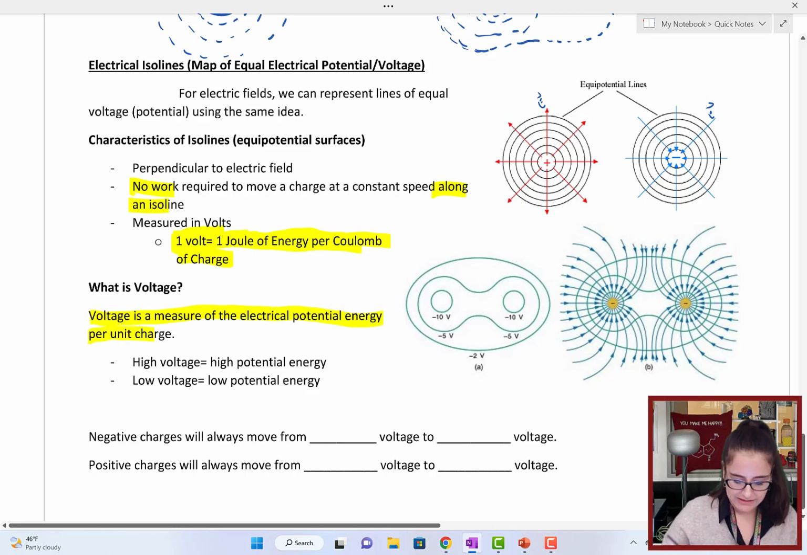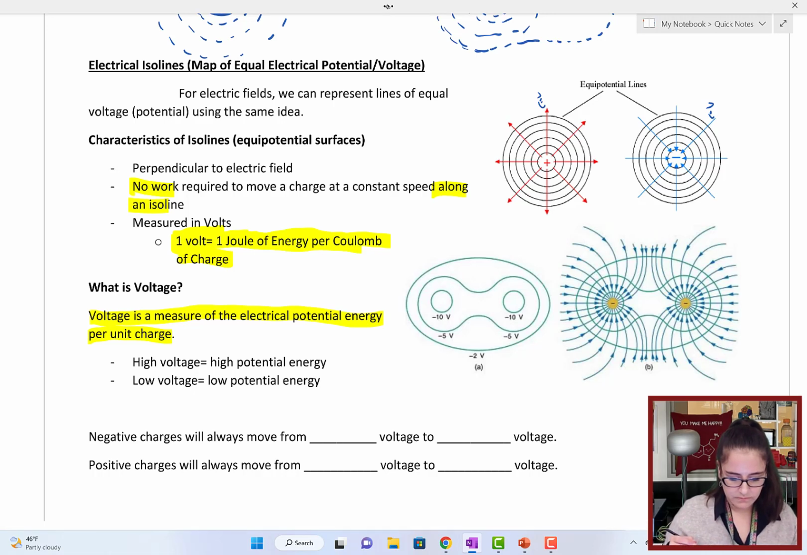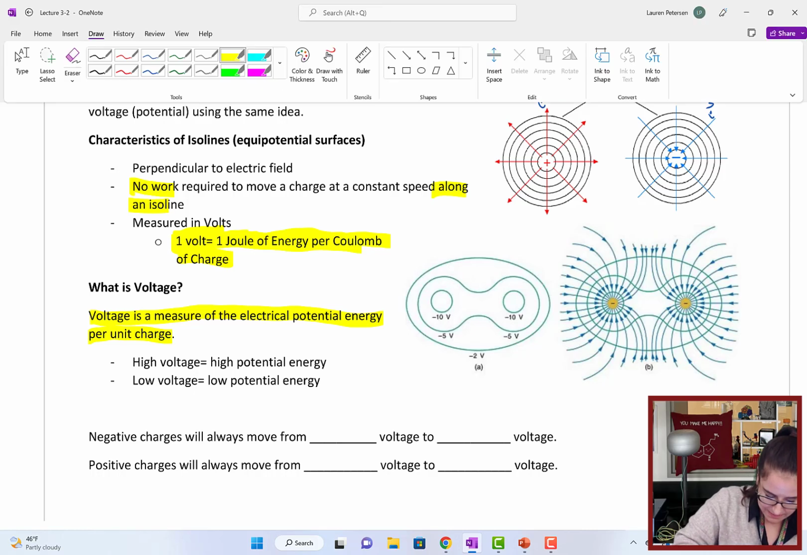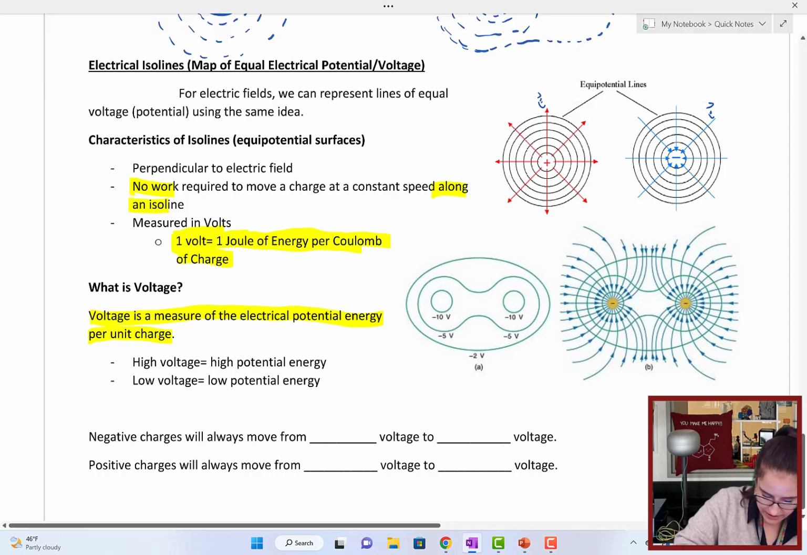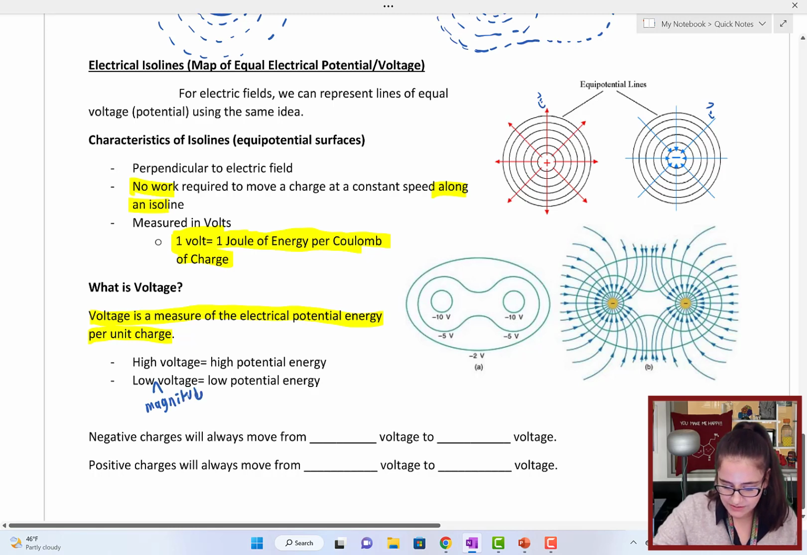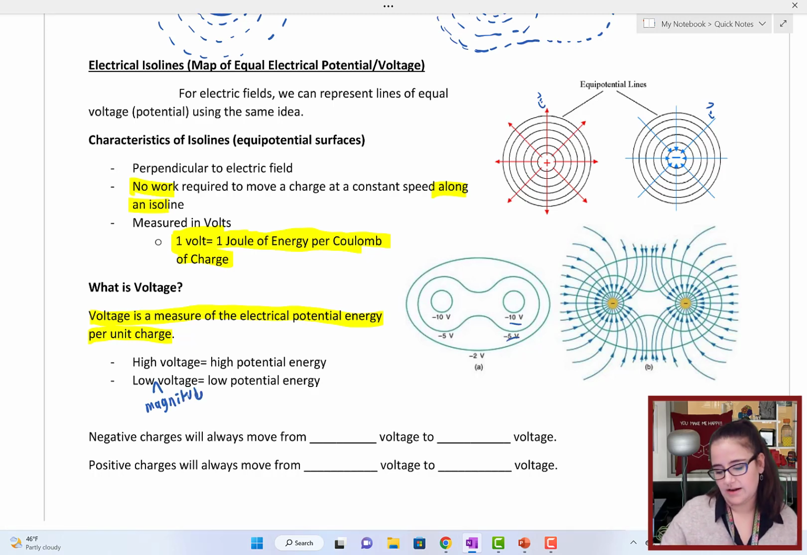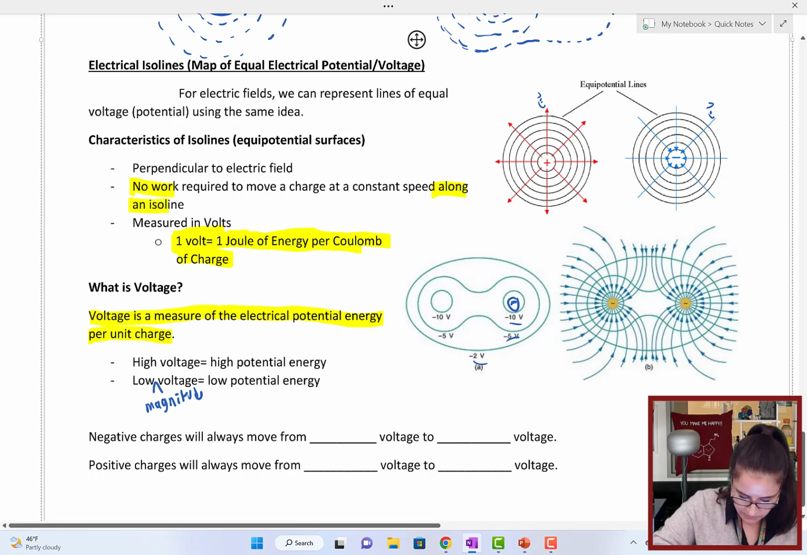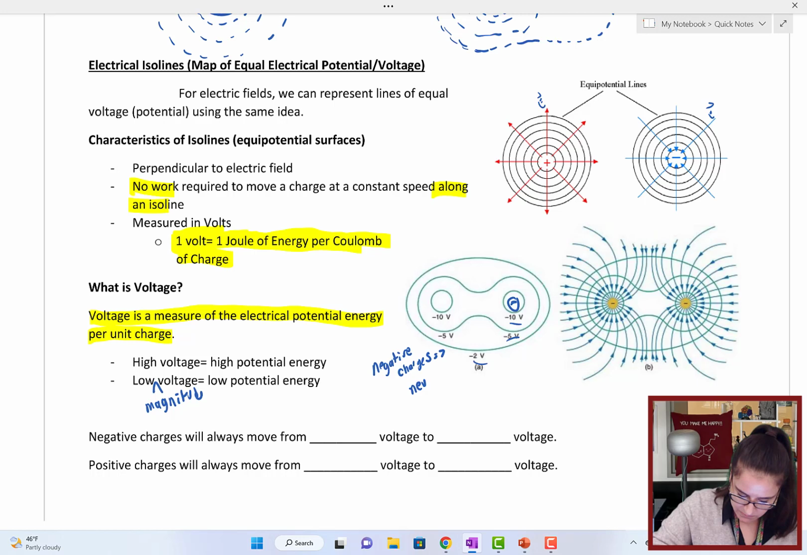Now, high voltage means high potential energy. And we usually, when I'm talking about high potential energy, I mean high in magnitude, okay? Talking about the magnitude there. While here, where we have those negative voltages, that's because we have negative charges creating those fields, okay? So negative charges have negative potentials around them. Potential, aka voltage.